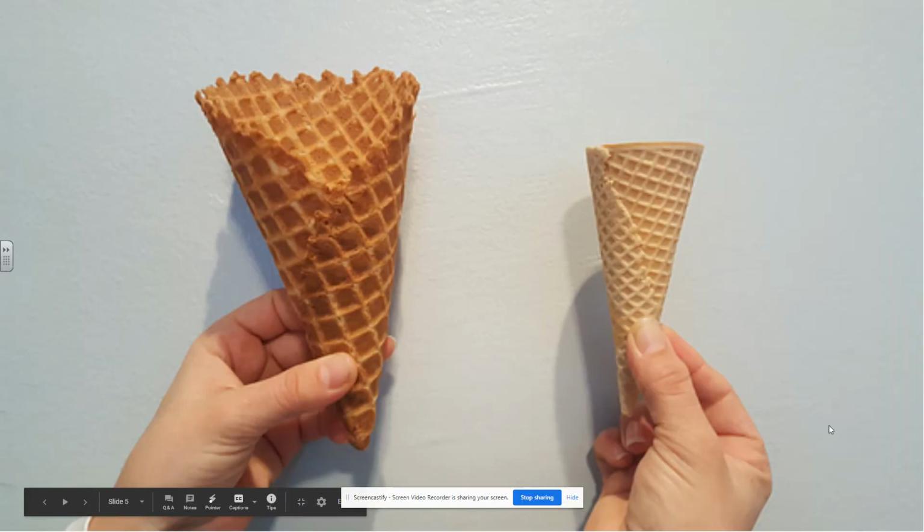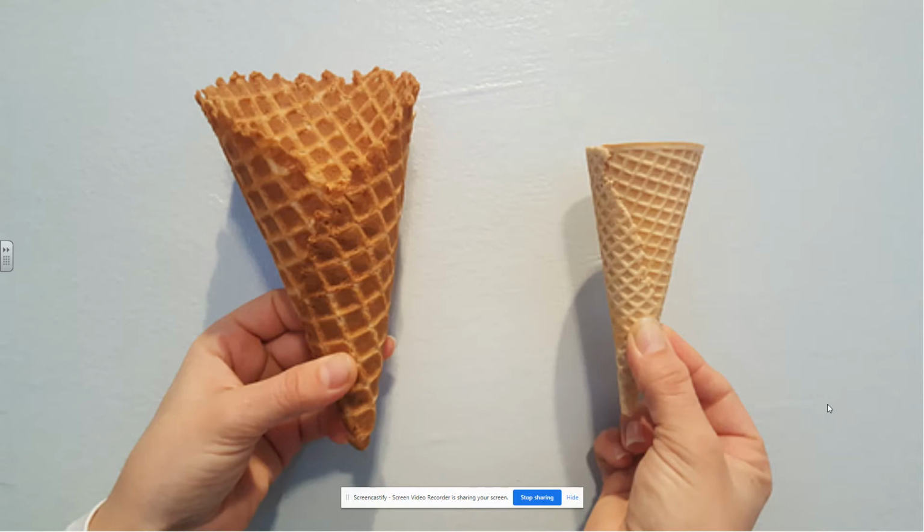Next one is 2 cones. These are my favorite kind of cones. The question is, this small cone holds 2 ounces of rice. How many ounces would the larger cone hold?